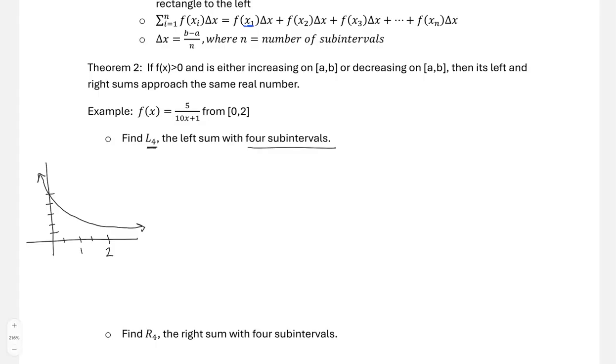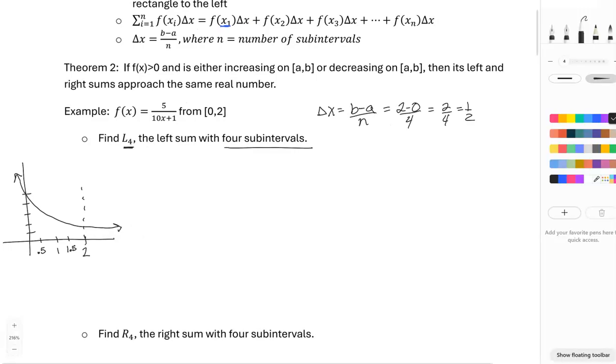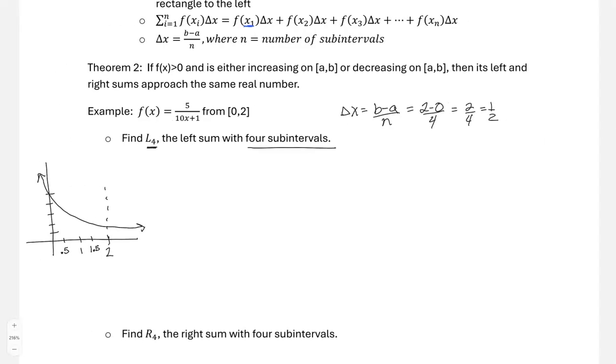So this would be at 1. If I'm looking at how wide those rectangles are, remember it's b minus a over n. So this is going to be 2 minus 0 over 4, which is 2 over 4, or 1/2. So this would be at 1/2, 1, 1.5, and 2. Let's draw those rectangles in. So we're trying to find the area that's shaded in here. I'm not going to actually shade that in right now because I want you to be able to see my rectangles. Left rectangles means I'm using the left endpoint.